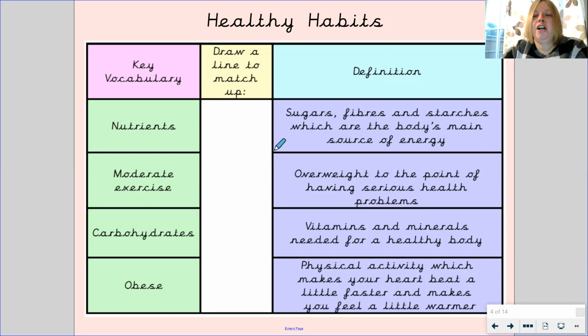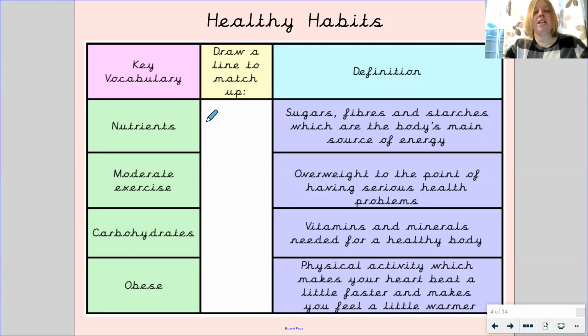So we've got sugar, fibres and starches, which are the body's main source of energy. Overweight to the point of having serious health problems. Vitamins and minerals needed for a healthy body. Physical activity which makes your heart beat a little faster and makes you feel a little bit warmer.